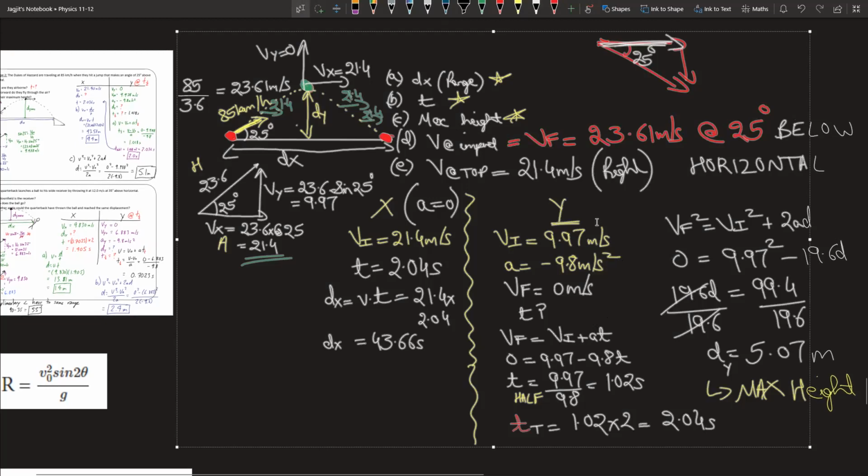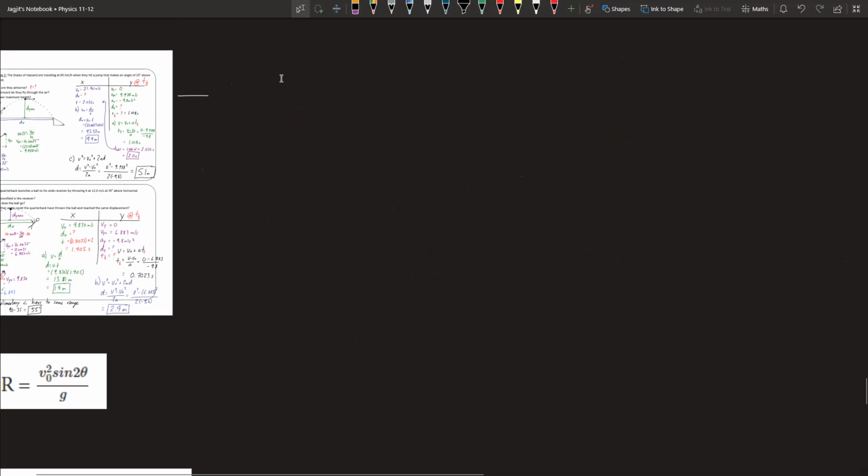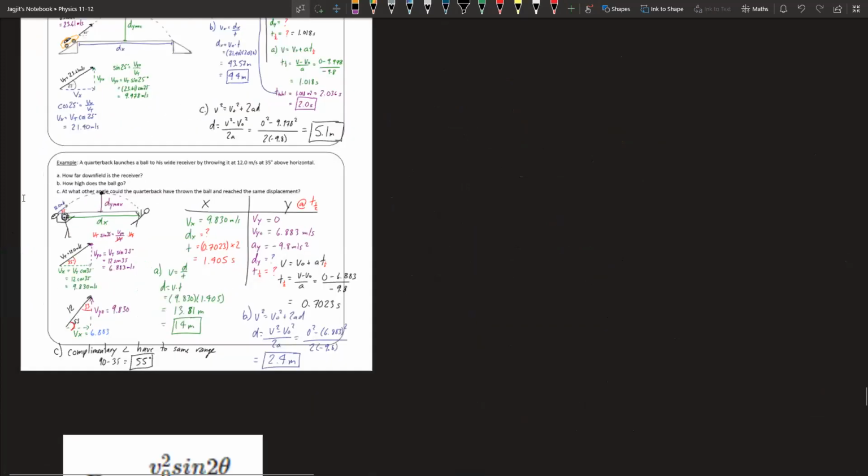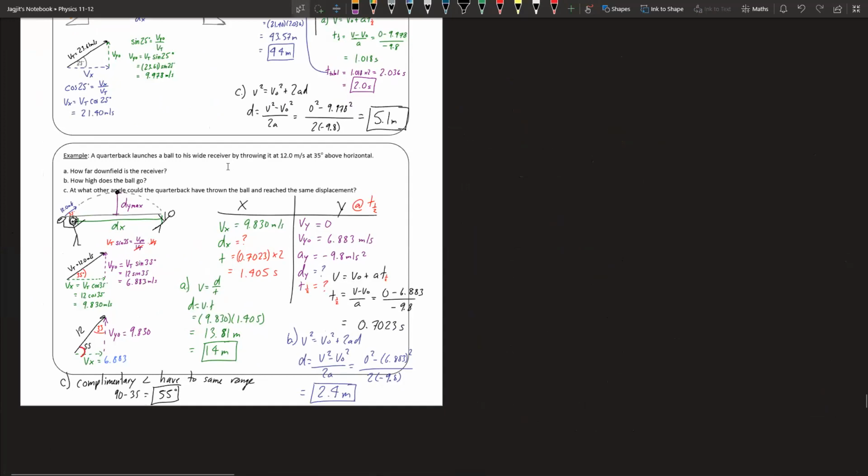This is a simple version of your parabola question. Let's look at more complicated ones. The question says, a quarterback launches a ball to his wide receiver by throwing at 12 meters per second at 35 degrees above horizontal. This is exactly the same, guys. Just the numbers are different. You should be able to do this. So just make a note of this. Practice this question yourself. The concept is exactly the same.